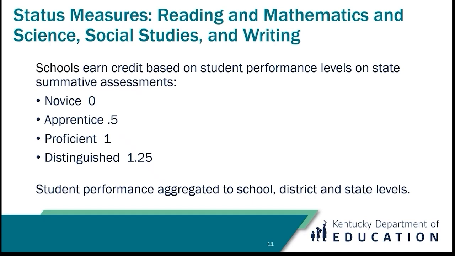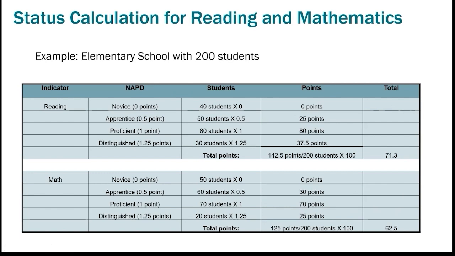State assessment results for the indicators of reading and mathematics, science, social studies, and writing are all assigned points. Novice will receive 0 points, apprentice receives 0.5 points, proficient 1 point, and distinguished 1.25 points. This is an example for a calculation of the state assessment indicator of reading and mathematics with an elementary school containing 200 students. In reading, we can see that there were 40 students who scored novice, 50 students who scored apprentice, 80 students scored proficient, and 30 students scored distinguished.